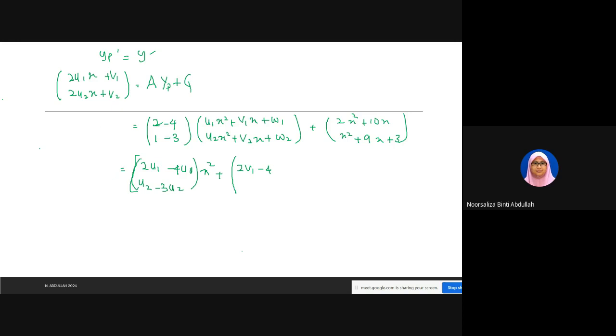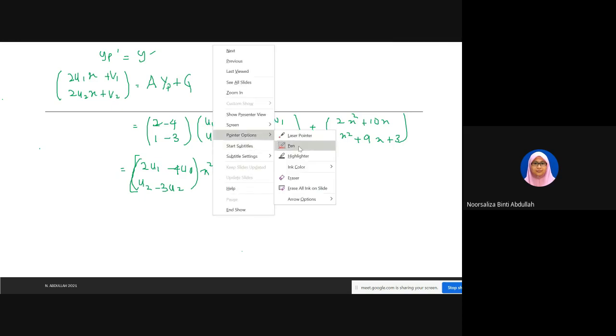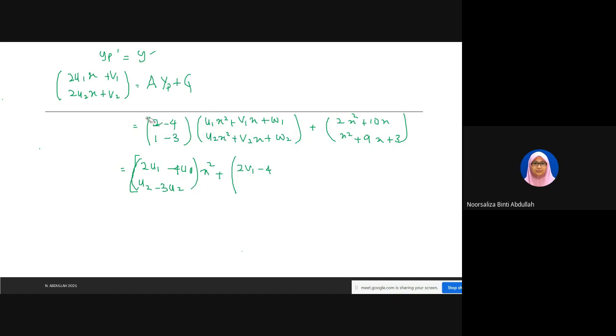Wait, I think I made a multiplication mistake. This one is u2, right? This one times this one, this times this, right? 2 minus 4 times this one, then this one times this one. So you have 2u1 minus 4u2, and then you have 1u1 minus 3u2. This one you have 2v1 minus 4v2. And this one is v1 minus 3v2 x.